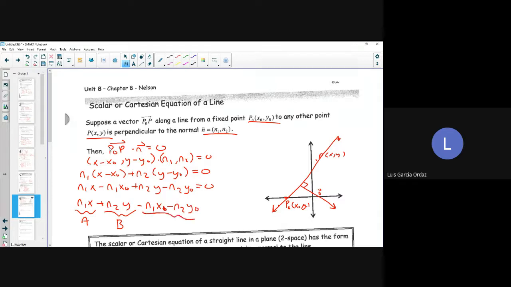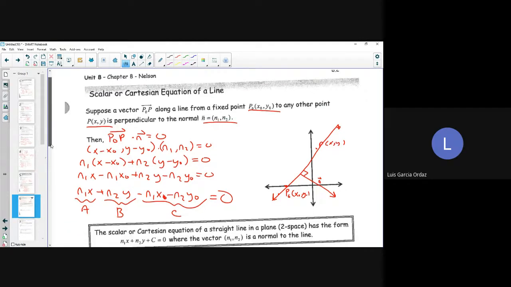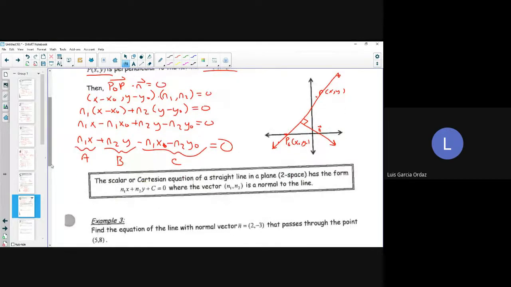And these all produce my c value, which is how we find our equation of the line in standard form. So the scalar or Cartesian equation of a straight line in a plane or two-dimensional space has the form n1x plus n2y plus c is equal to 0, where n1 and n2 is a normal to the line.